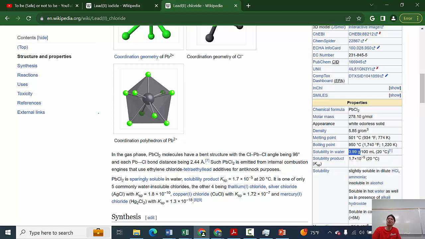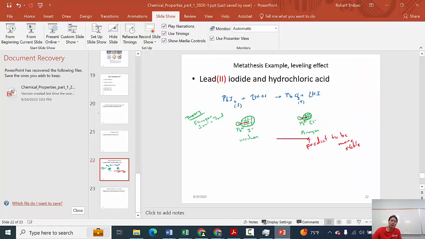Does that sound very insoluble to you? No. I mean, that's a lot. 10 grams of lead-2 chloride in a liter, but we still call it insoluble because of the cutoff. There's got to be some cutoff. But it's quite soluble for an insoluble salt. Is that what we predicted? So PbCl2 is about 10 times more soluble in water. That's not what we predicted. Let's go back and look at what we predicted.